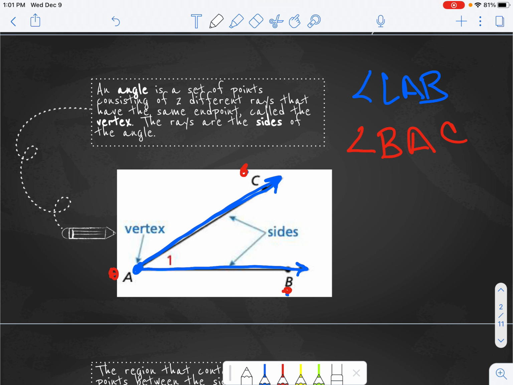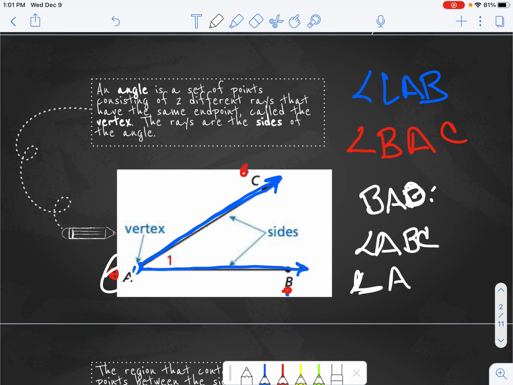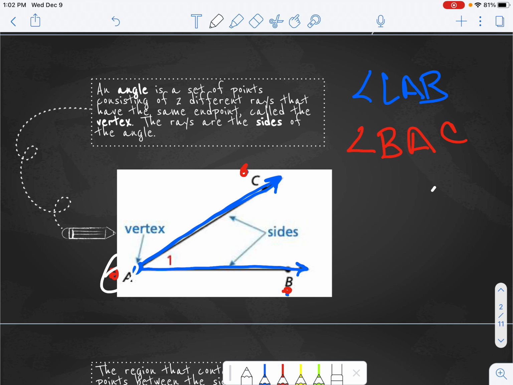We could not, so bad, don't do this. We could not call it A, B, C, or anything starting with A, because A is our middle point, so when we name it, A has to be the middle letter there. So these are bad. We could not start with A. Now I say that, the only time we could start with A is if we just call this angle A.